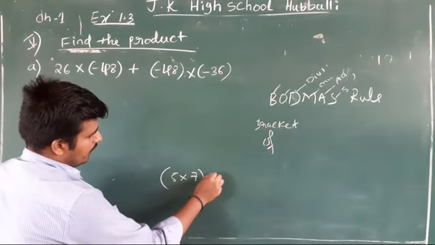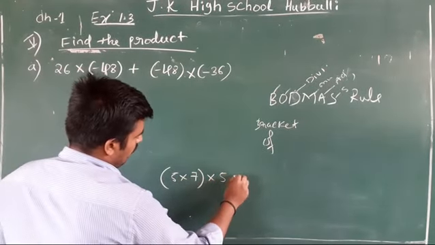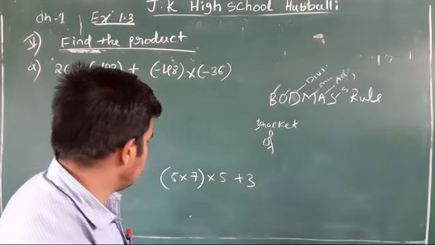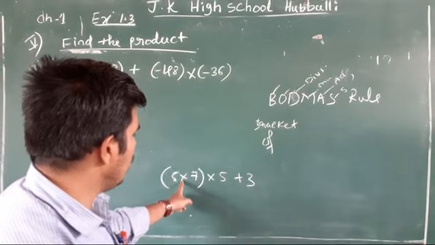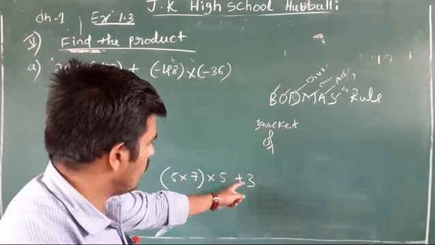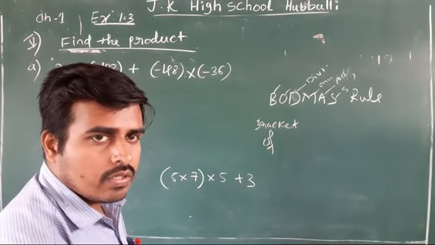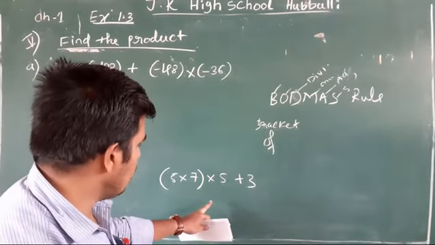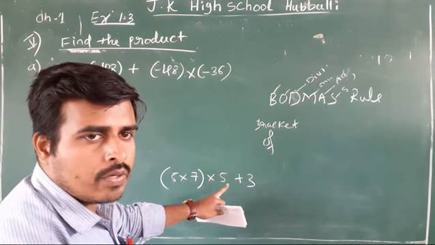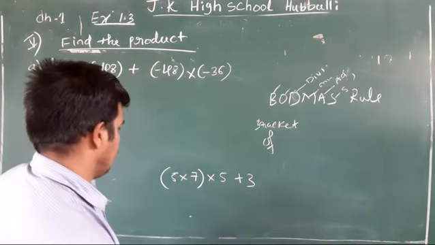5 into 7 into 5 plus 3. There is one example in front of you: 5 into 7, they are inside the bracket, into 5 plus 3. If I solve this in a different manner, in every way I will get a different answer.